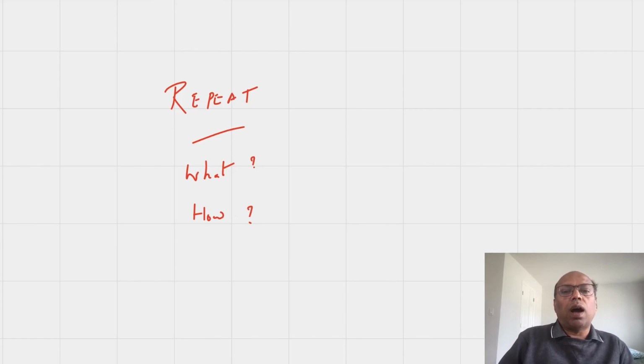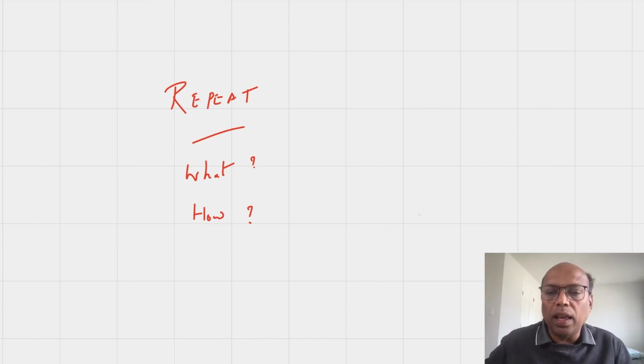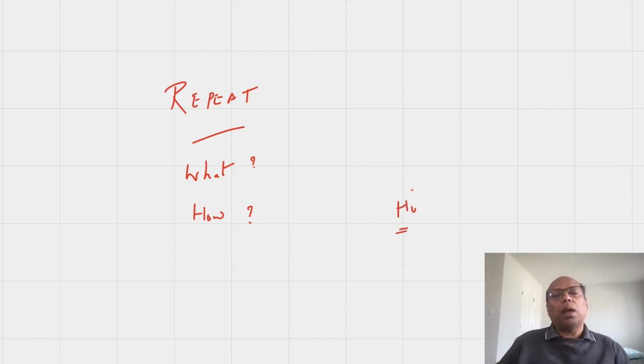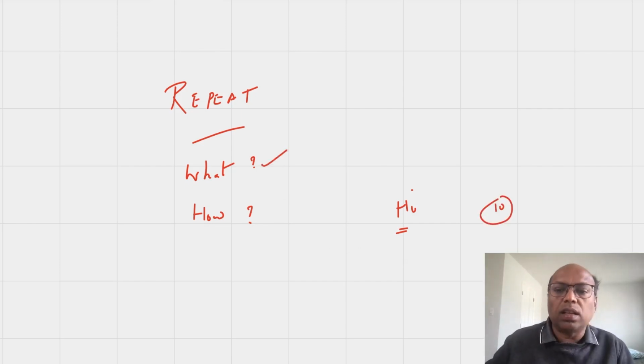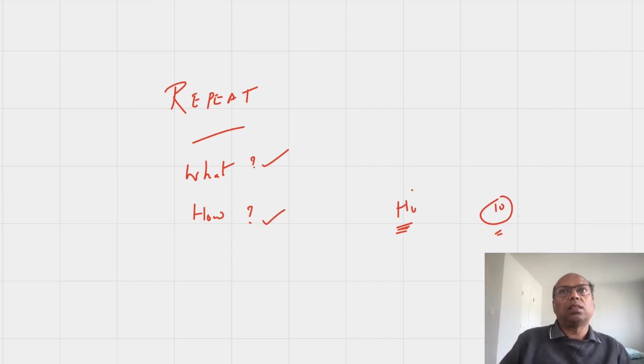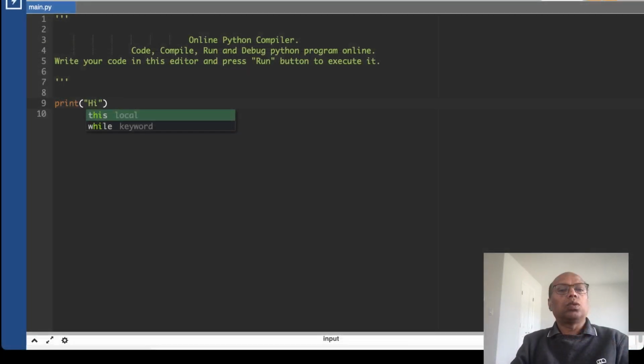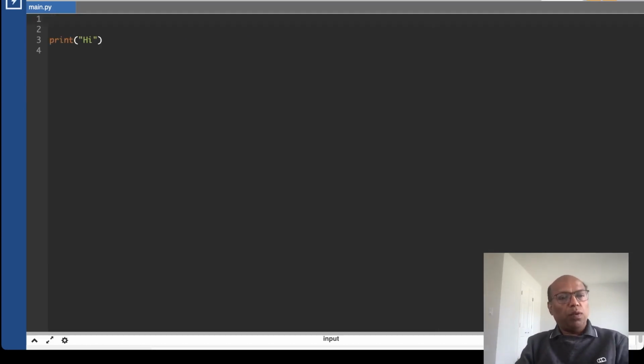Now I want to print hi. How many times do I want to print this hi? 10 times. So what I want to repeat is hi, and how many times is 10 times. Let's see here in this case. This statement hi, I want to print 10 times. If you want to do this, you can copy paste it 10 times. Otherwise, you can simply use for.